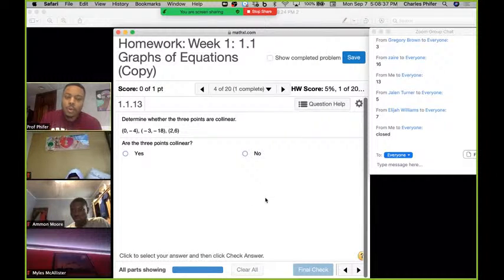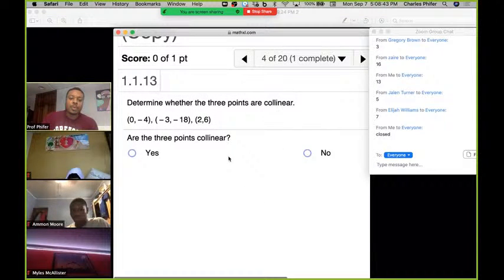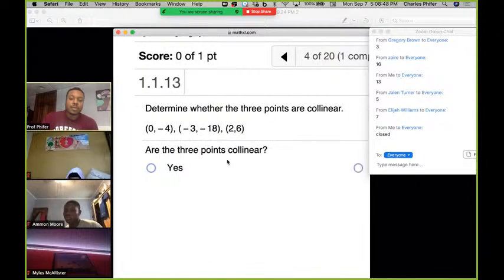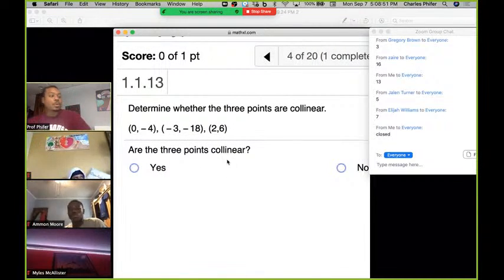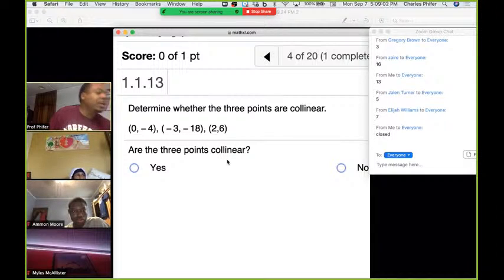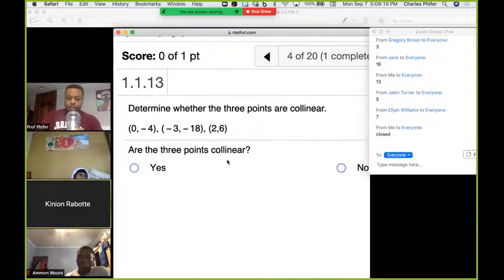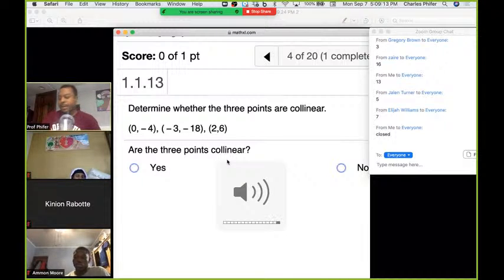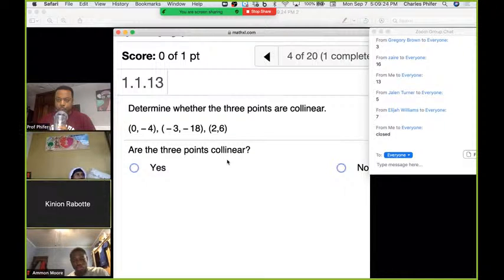Determine whether the 3 points are collinear. Okay, I'm curious. Given something like this, can someone suggest a technique to determine if these 3 points are collinear? Any suggestions? What does collinear mean? Collinear means on the same line, right? Yes, collinear means on the same line. So how can we tell if these 3 points are on the same line? You plot them. Plot the points.